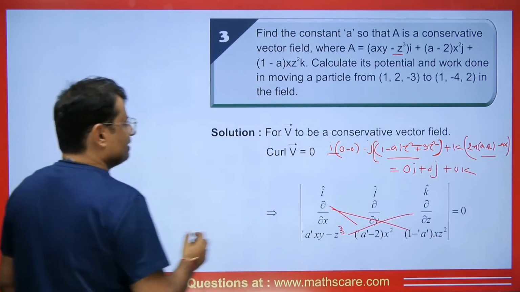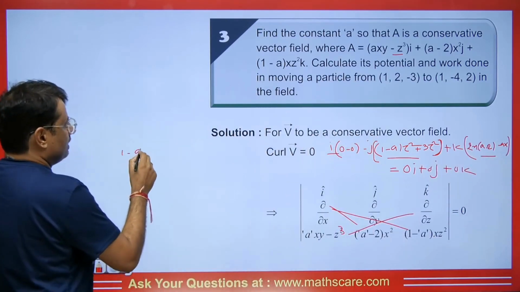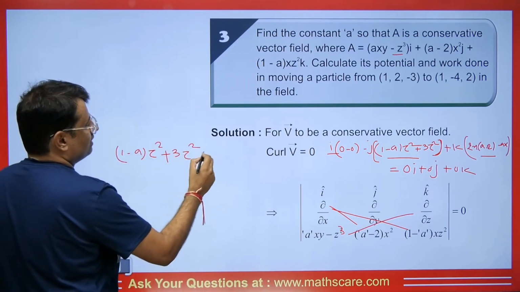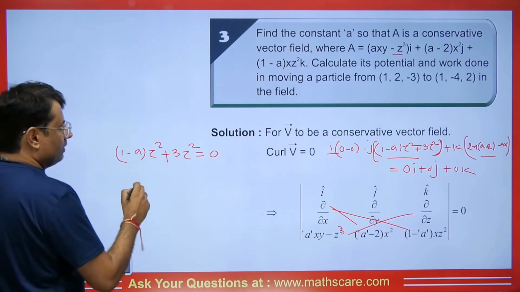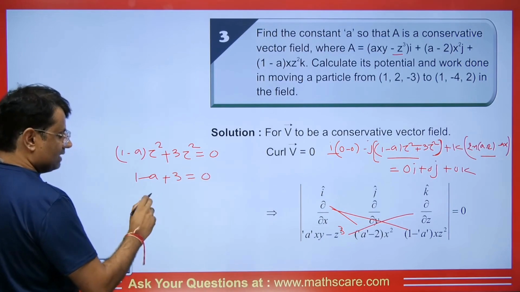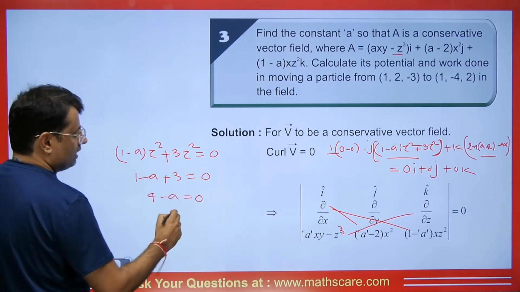So when you equate its coefficient to 0, then it will be 1 minus a. This will be z square plus 3z square is equal to 0. Z square is 0. So this will be 1 minus a plus 3 is equal to 0. So 4 minus a equals 0. The value of a will be 4.